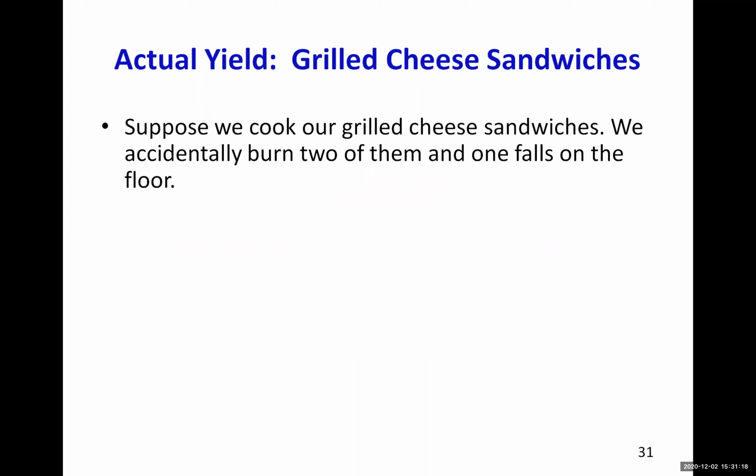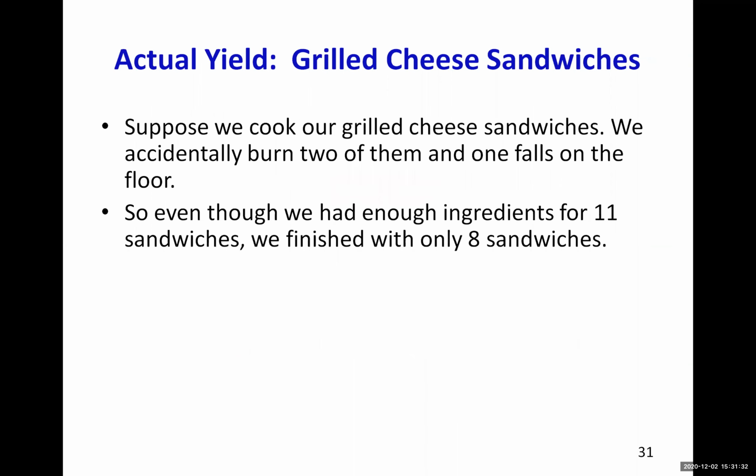So suppose we cook our grilled cheese sandwiches and we accidentally burn 2 of them and 1 falls to the floor. That means we would lose 3 sandwiches out of the total. So even though we had enough ingredients for 11 sandwiches, we finished with only 8 sandwiches because we burned 2 and dropped 1 on the floor. So 11 minus 3 is 8.